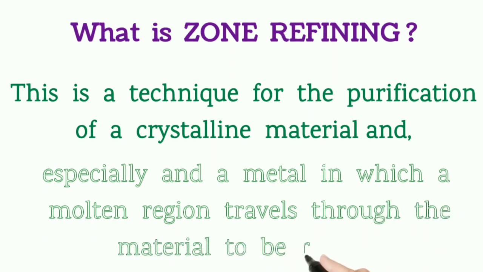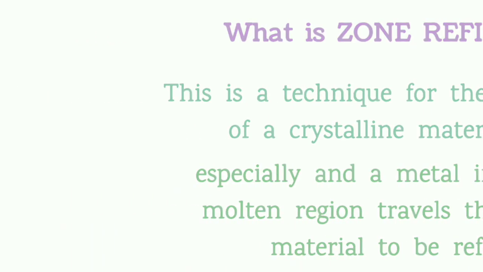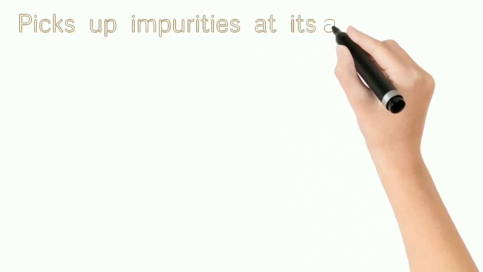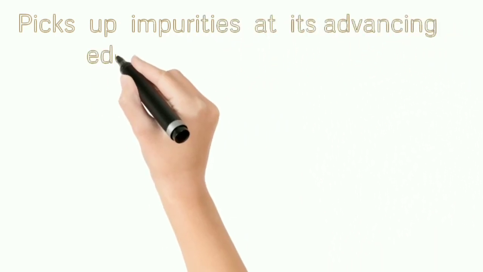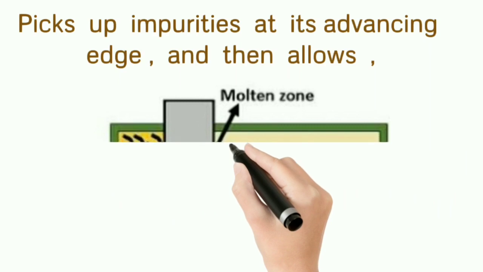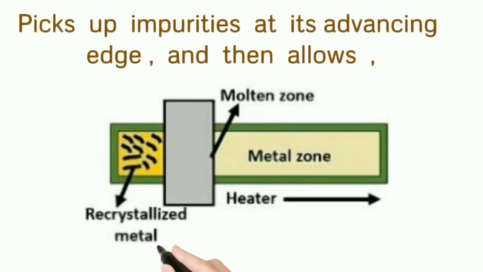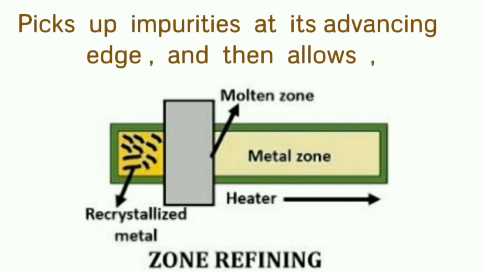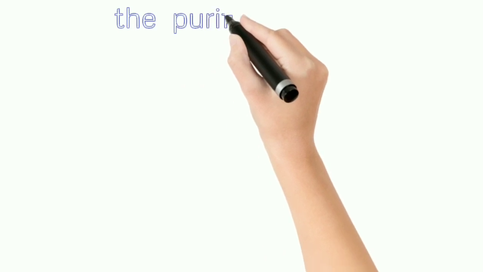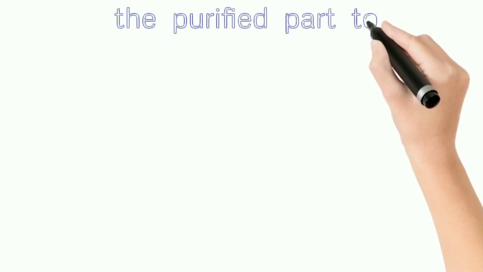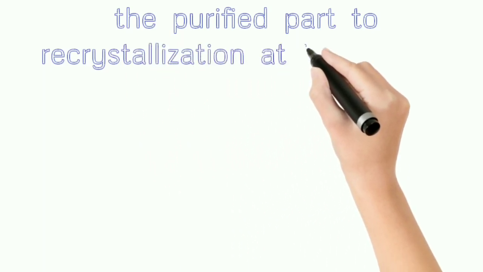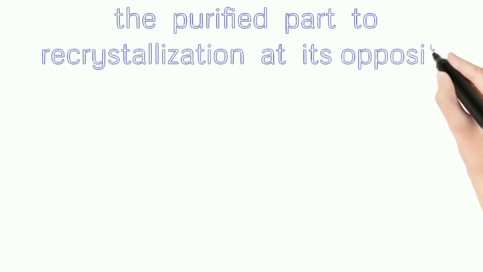Now let us see what will happen if you travel through the metal. If you travel through the metal, we can pick up the impurities. When we travel over the material, you can remove the impurities. It picks up the impurities at its advancing edge. I can see the picture here where you travel over the impure metal, and finally one side will get the impurity, the other side we will get the purified part, which recrystallizes at its opposite side.